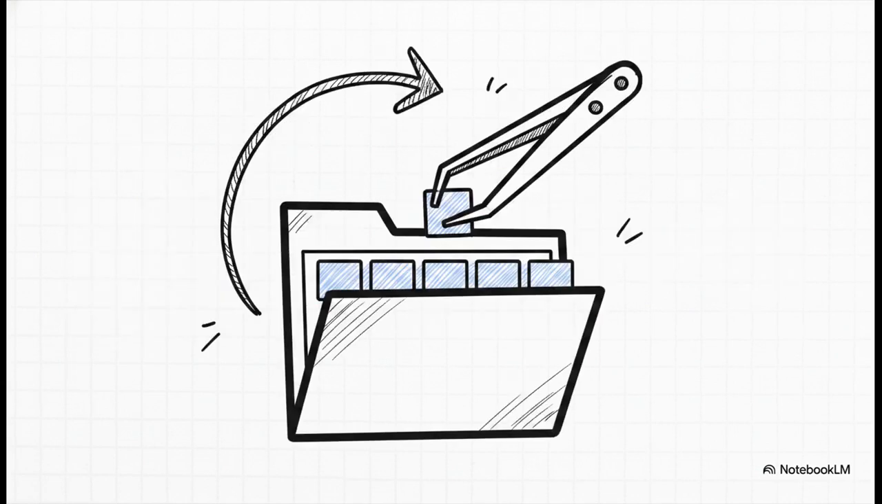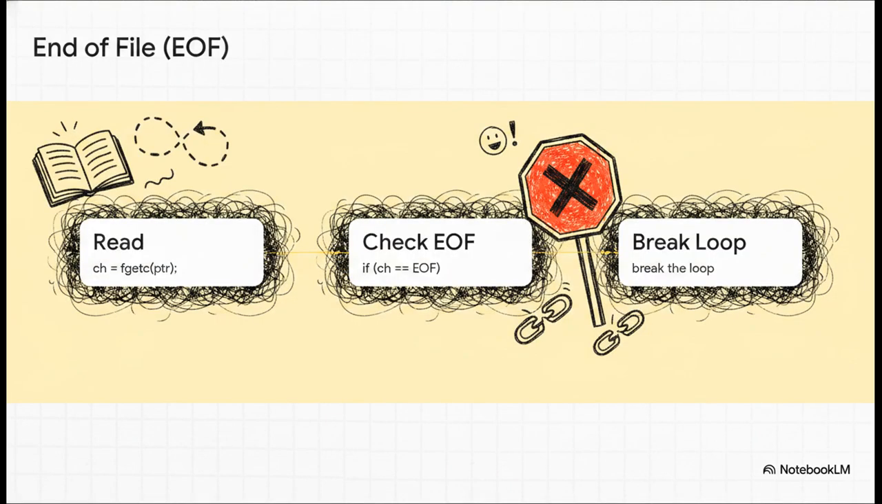But sometimes you don't have nicely formatted numbers. Sometimes you just need to read a file character by character. For that, you simply use fgetc, and it will grab the very next single character from the file for you. But how do you know when to stop reading? If you're using a loop to read characters, you need to know when you've hit the end of the text.